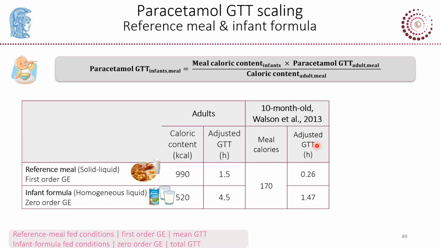Again, as for the first study, this time using the meal calories for a 10-month-old population representative, those are 170 kilocalories. We calculated adjusted GTT for a solid liquid meal, meaning 0.26 hours, or for infant formula meal or homogeneous liquid meal, around 1.5 hours.